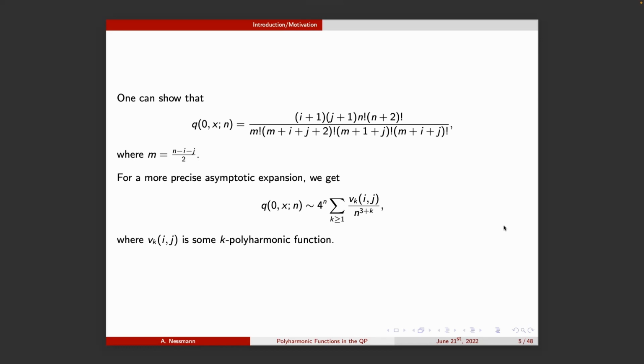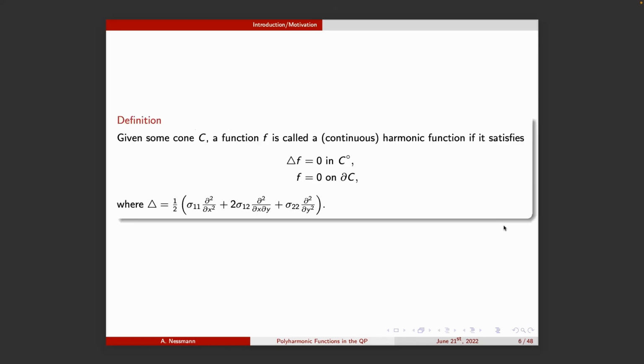So what are polyharmonic functions? A harmonic function in the continuous case, which is probably more classic, has been considered at least in the 19th century, possibly even earlier. We're given some reflection operator with some weights here, and then it just satisfies that the Laplacian of f is 0 in some cone, which in our case will also be the quarter plane. And we want Dirichlet boundary conditions.